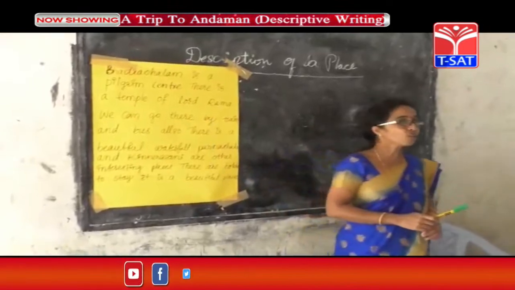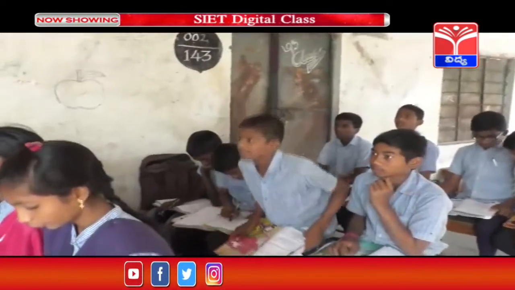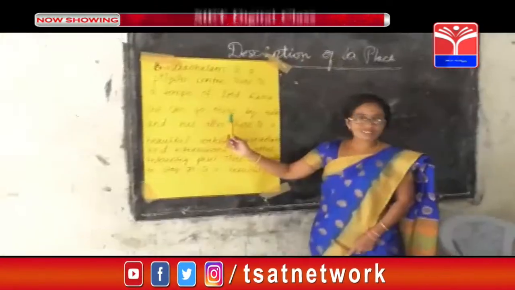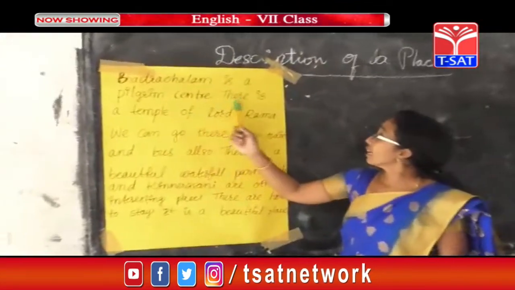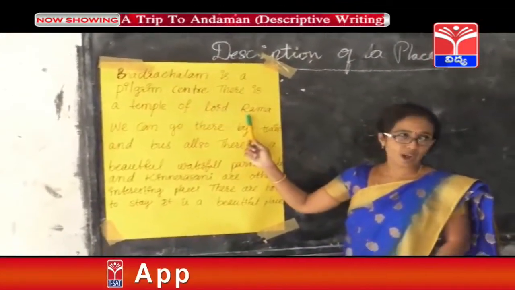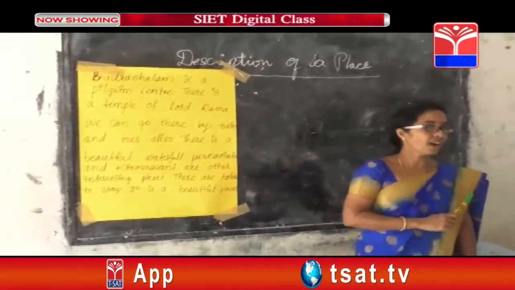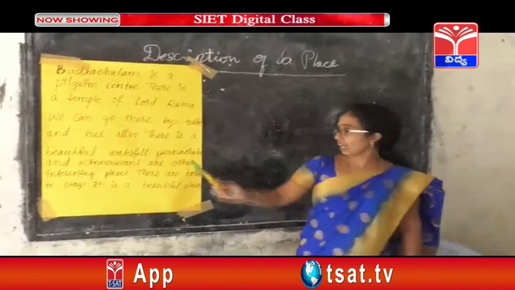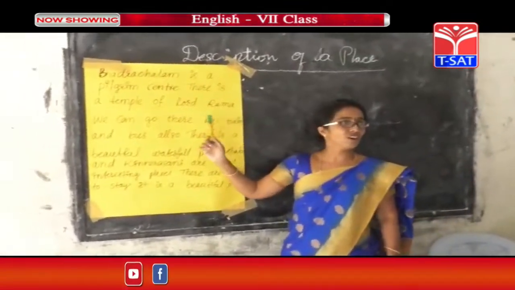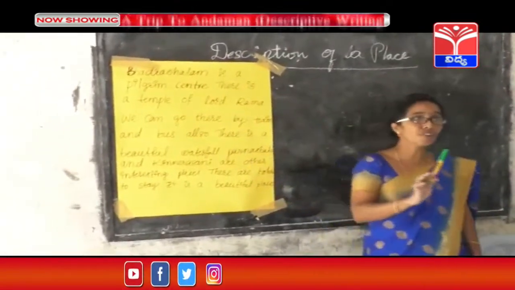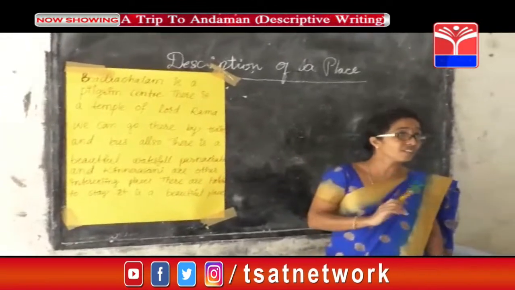Now what is the second question? Famous for. Right, very good. Just see here what she wrote. There is a temple of Lord Rama. Means this place is famous for Lord Rama's temple. Right? Yeah, that point is here. The temple of Lord Rama is here. That point has been covered.